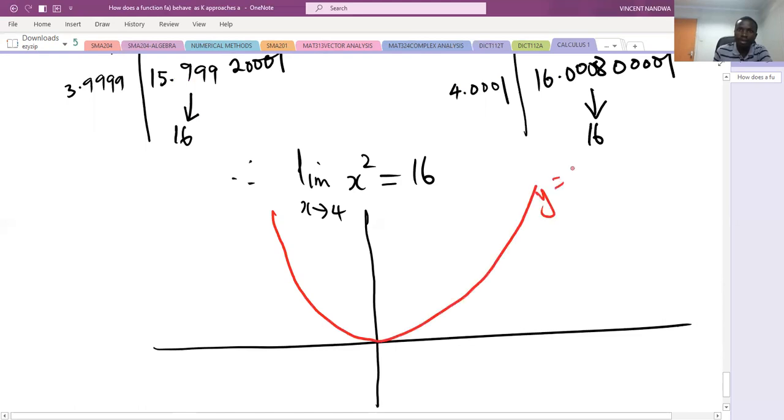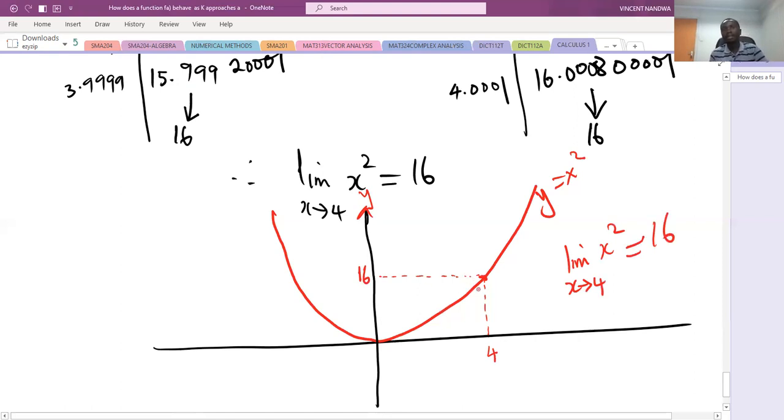y equals x squared. And then at 4, we'll find that the value on the y-axis is 16. So therefore, the limit of x squared as x approaches 4 is 16, because you see we approach the same value from the left, we get 16, and also from the right, we get 16.